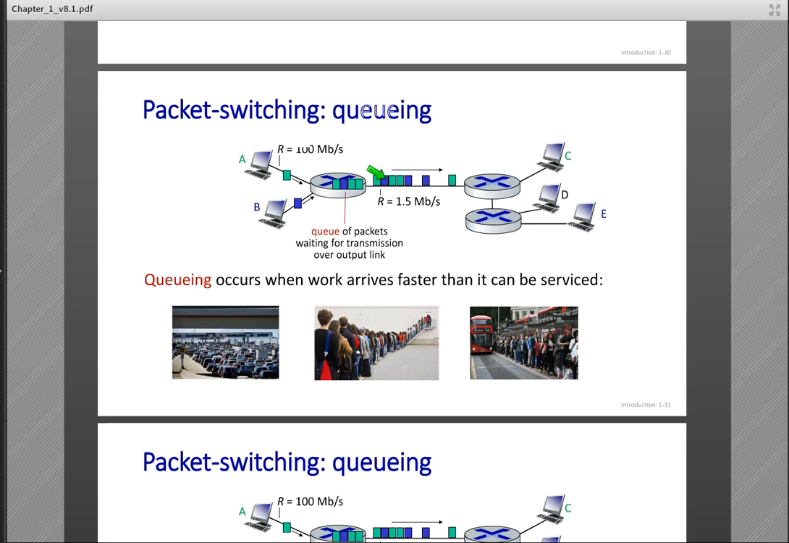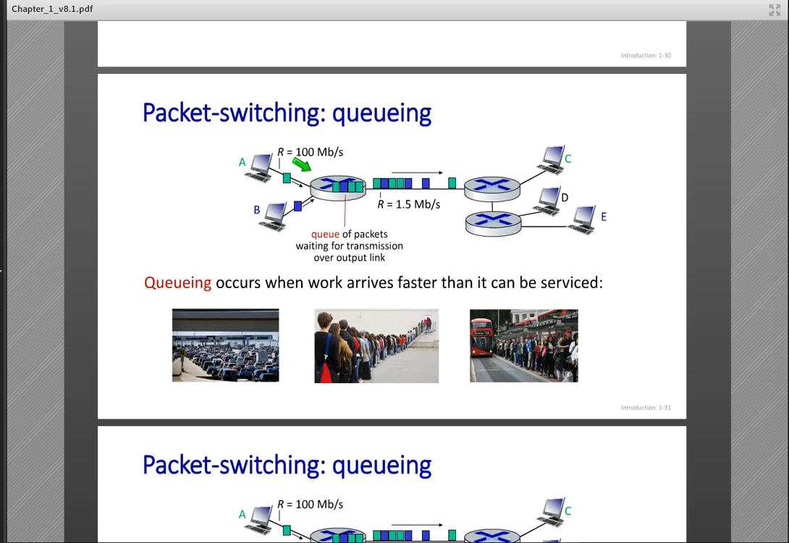For example, here we have a link. We have a 1.5 megabit per second link. But the data transmitted by A and B are higher than this capacity. So we have to put extra data in a queue to clear this delay. The link should be empty before I can send another packet. So we need a queue.